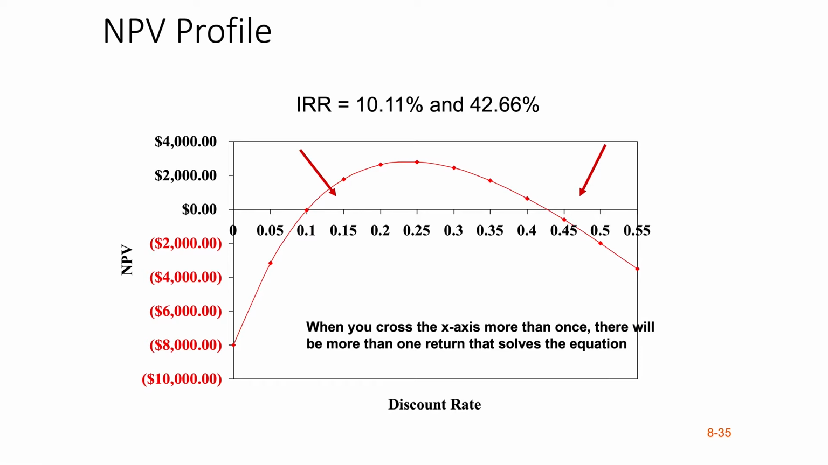When you cross the x-axis more than once, there will be more than one return. So this project has two internal rates of return because its cash flow changes sign more than once. People say, what kind of a project is like that? Oil drilling is one example. Initially you have a huge amount of cash outflow. Then if you hit the oil, you generate a lot of cash flows. After a certain point, the pressure is going down. The company has to put additional money into the drilling, to put some pressure in it.